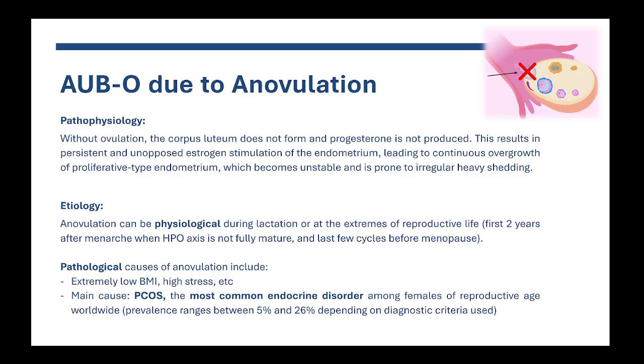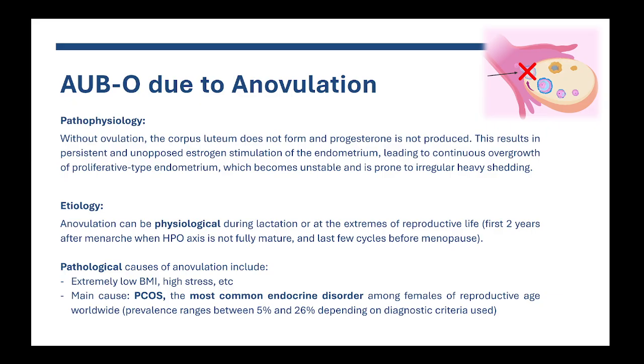Okay, now we'll focus on anovulation as a cause of abnormal uterine bleeding because it's a very frequent cause. So if there is no ovulation, there will be no formation of corpus luteum, and therefore progesterone will not be produced. And this will result in persistent unopposed estrogen stimulation of the endometrium, which will lead to continuous overgrowth of proliferative type endometrium without transitioning into the secretory phase.